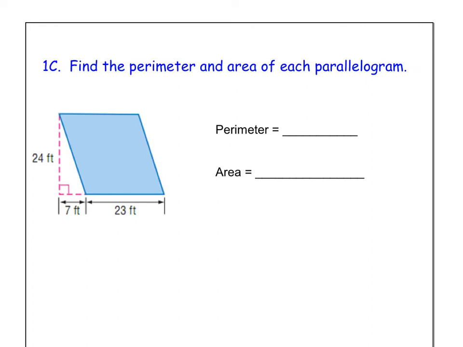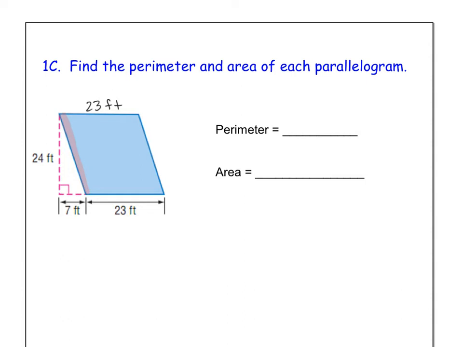Number 1c, find the perimeter and area of each parallelogram. Well, we're talking about the shaded area. We want to find the perimeter around that blue shaded parallelogram and the area of it. I know this side would be 23 feet because it's equivalent to the side across from it. It's congruent to that 23-foot side. But I don't think I know this side. I don't have a measurement for that. So the question is, can we find it?